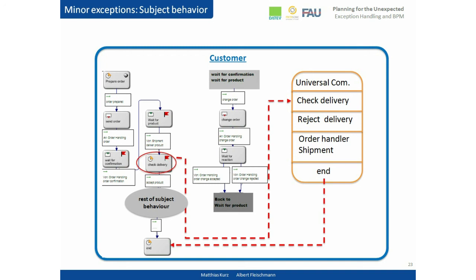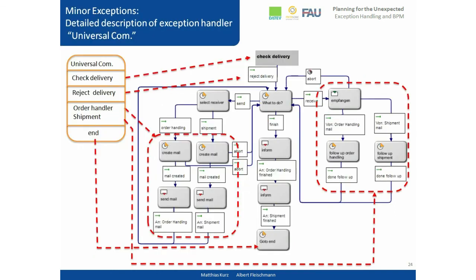And now we have a look into the behavior of that behavior extension. This is this simple picture. It's really simple. You say, okay, we start that behavior if we are in the state check delivery. And then if the customer says reject delivery, then we are in that state. And then we say, what shall we do with the drunken sailor? And then we can decide, okay, we send a message or we wait for a message. In our case, we send a message. We say, okay, we send it to order handling. We create the message. The message is created and then it's sent.